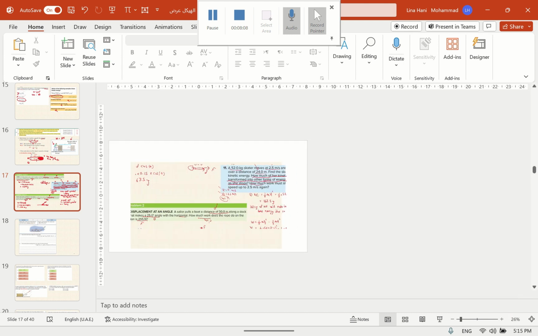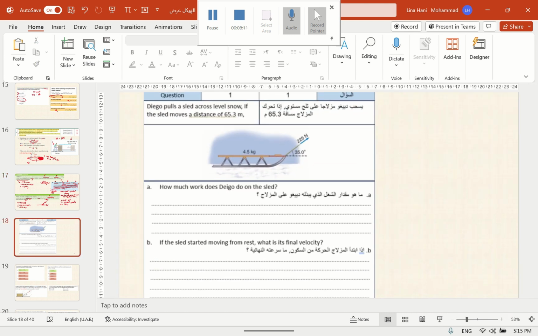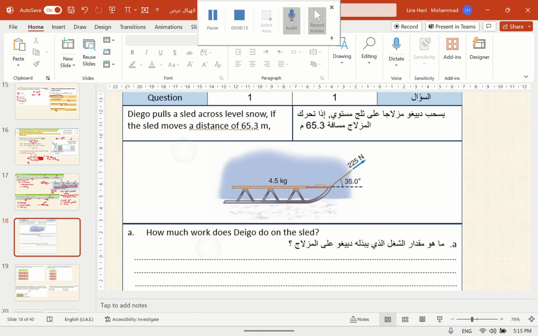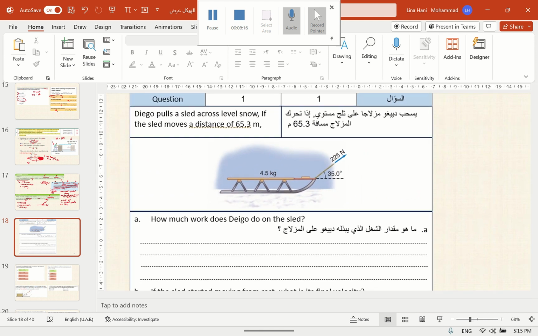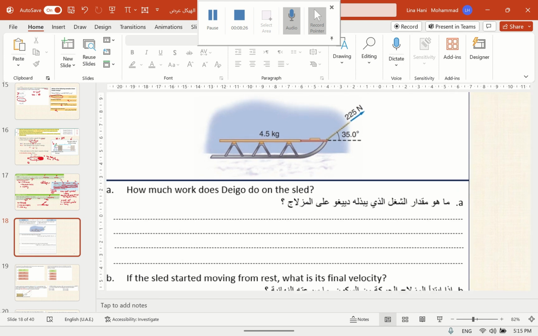Right, okay, let's move on. This is a question I got you. Okay. Diego pulls a sled across level snow. If the sled moves a distance of 65.3 meters, how much work does Diego do on the sled?